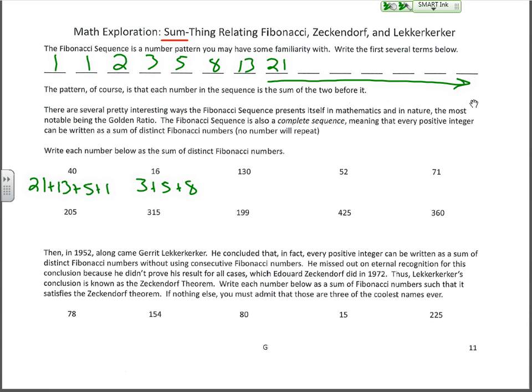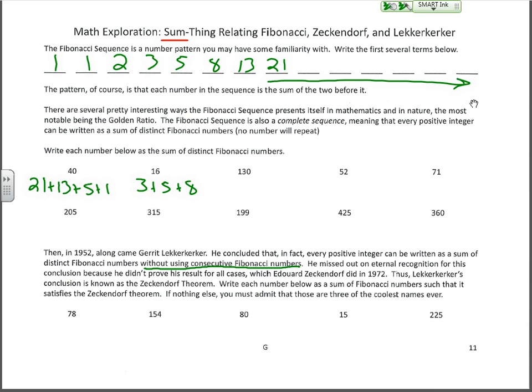Write each number below as a sum of Fibonacci numbers such that it satisfies the Zeckendorf Theorem. If nothing else, you must admit that those are 3 of the coolest names ever. Seriously? Yes, they are. So, what the Zeckendorf Theorem says is that every positive integer can be written as a sum of distinct Fibonacci numbers without using consecutive Fibonacci numbers, which I actually did with 40 here: 21, 13, 5, and 1. Notice how in the sequence, none of them are right next to each other.